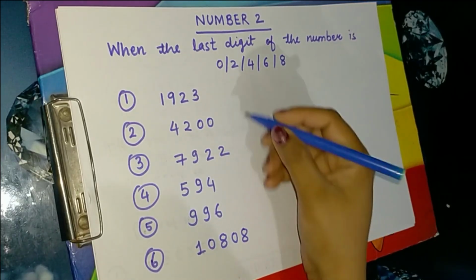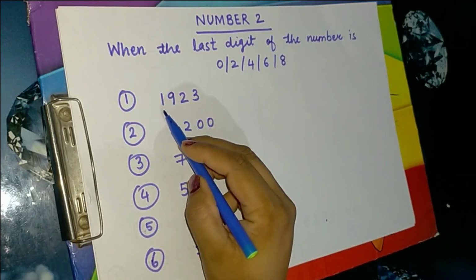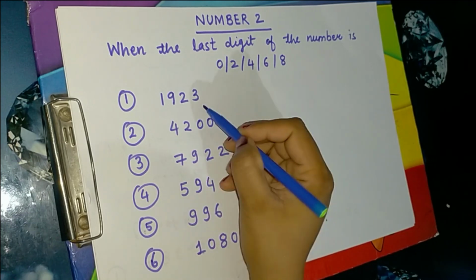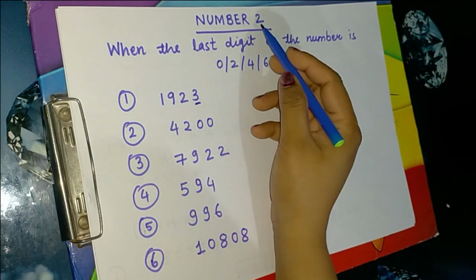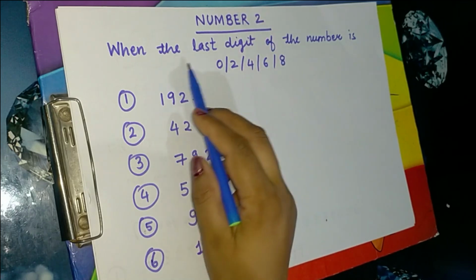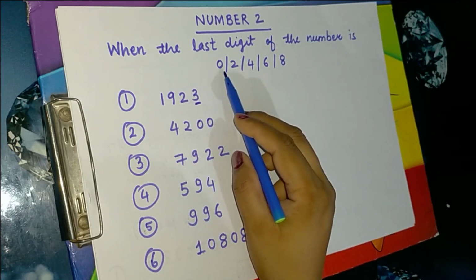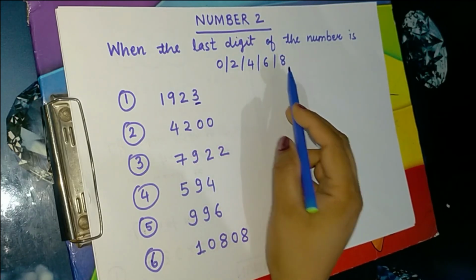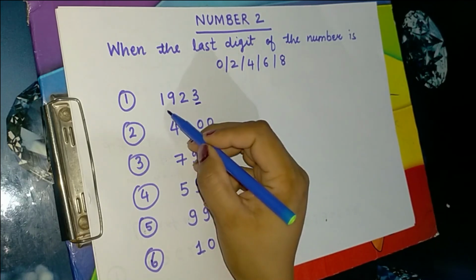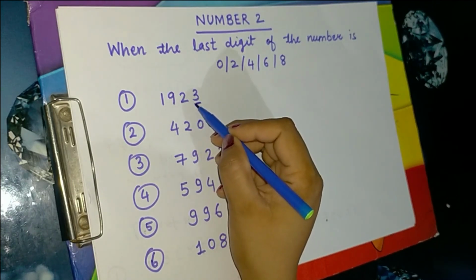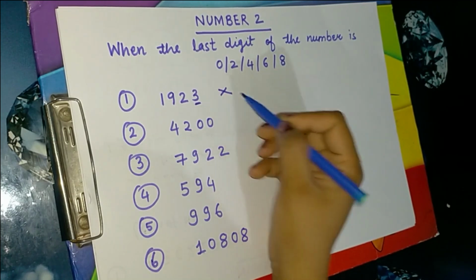For example, here we have 6 numbers. Our first number is 1923 and the last digit of this number is an odd number. According to the divisibility rule of number 2, the last digit of the number must be either 0, 2, 4, 6 or 8. So here 3 is not present in this list. So we can say that this complete number 1923 will not be divisible by 2.